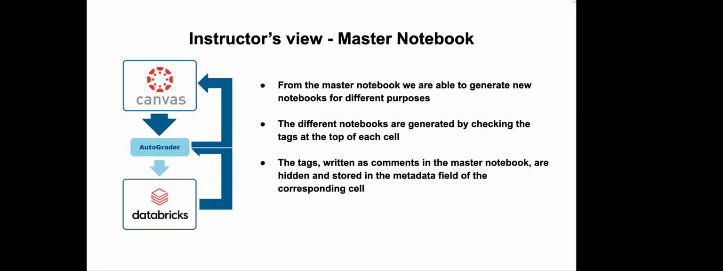Once this master notebook has been prepared, from it we're able to generate new notebooks for varying purposes. The program does this generation basically by checking these tags and filtering. After the generation has been done, these comments that the instructor put in will be hidden away and stored in the metadata field of the DBC JSON format for each corresponding cell.